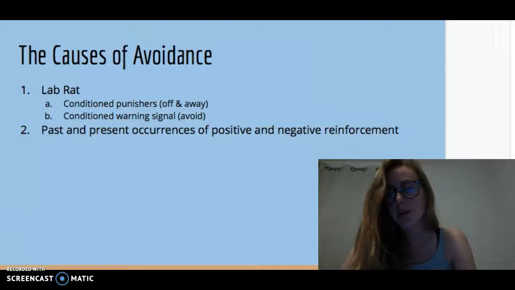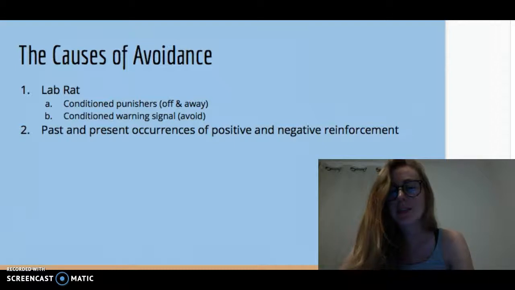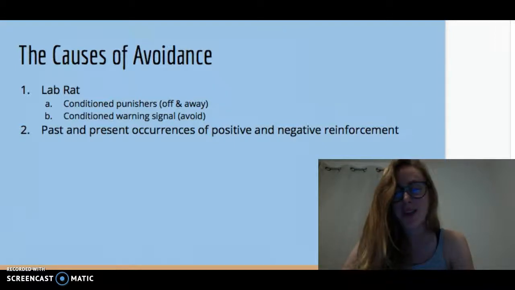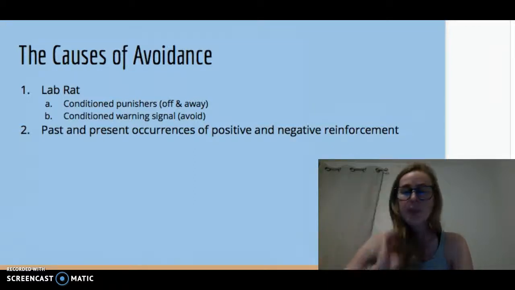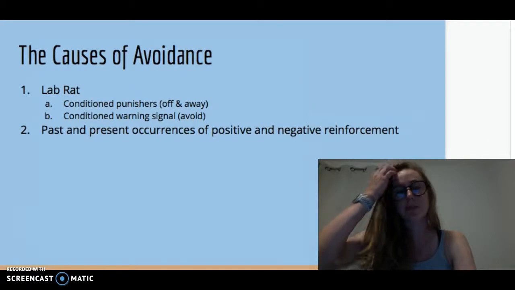Conditioned punishers occur when something is staying off or away, similar to escape. A conditioned warning signal, like the dim light, can signal avoidance. The author argues that avoidance is more adaptive than escape. It appears anticipatory in nature and acts to keep shock away. It's important to know that in avoidance, the lab rat does not press the lever to prevent shock or future shocks. Instead, it presses the lever to receive shocks less often.